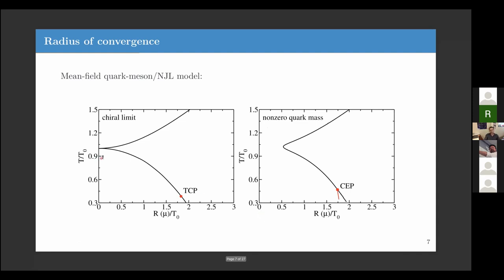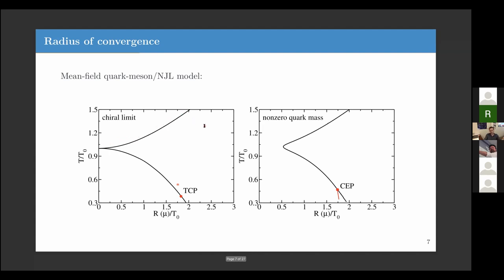So, and here I would like to show you a few just trivial examples computed in the quark-meson NJL model. They're very much similar. In the chiral limit, I'm showing the radius of convergence, or just the chemical potential, as a function of temperature. And this is where the singularity is located. We know that the singularity is on the real axis for temperatures below the temperature of the second order phase transition here. And it is at purely imaginary chemical potentials above the phase transition. Okay, so this is very well known.